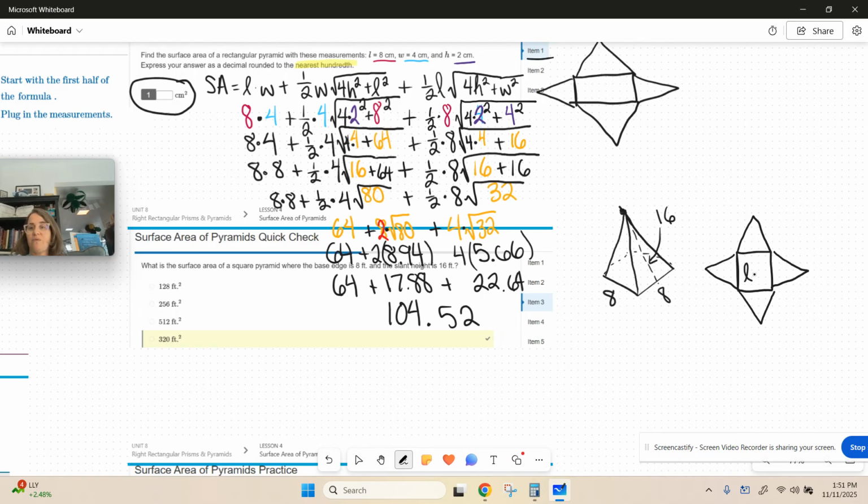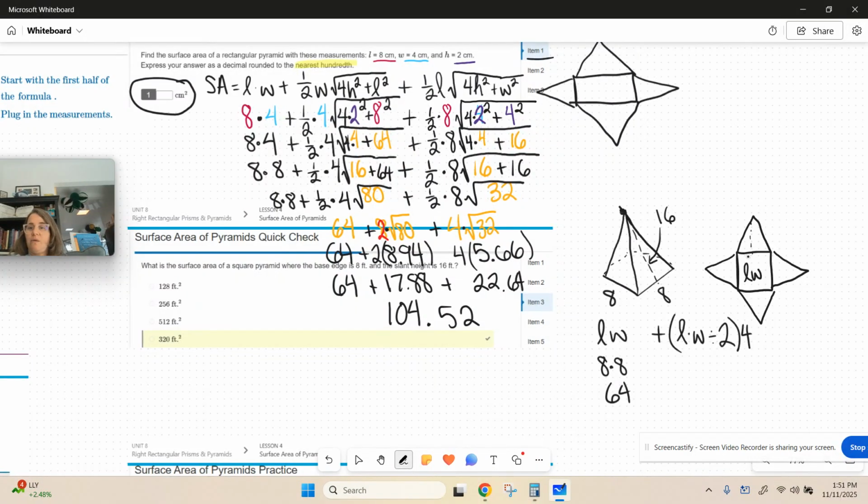Okay. So what we're gonna do here is just find the area of the base. That'll just be 8 times 8 because it's a square. Okay. Then we're gonna find the area of each of these 4 triangles. So those are gonna be length times width divided by 2. And then we've got 4 of them, they're all the same. So we'll just times that by 4 and we'll be good to go.